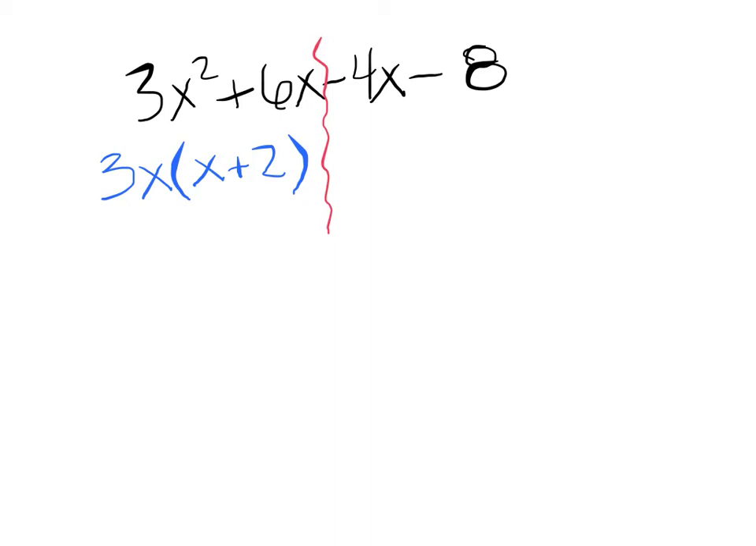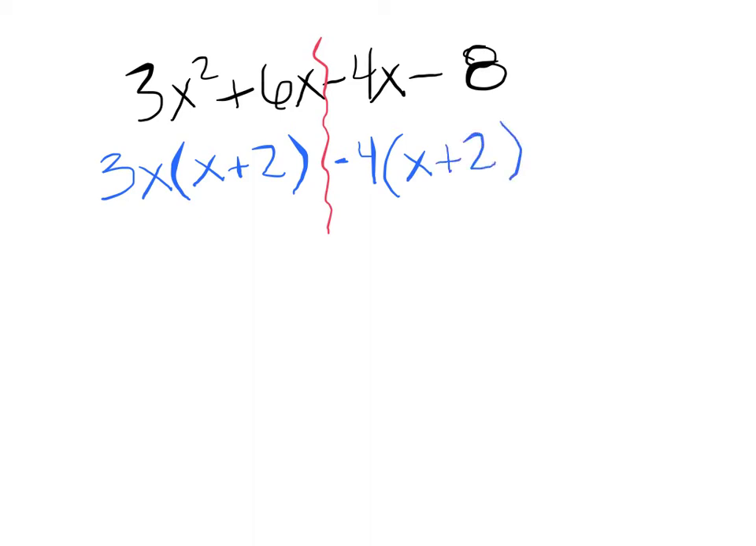Now let's look at the ones on the right. Negative 4x and negative 8. Remember from factoring with the GCF, we always want to pull out the negative if it starts with a negative. So I'm going to pull out negative 4, and that's it. That's all they have in common. So when we divide everything by negative 4, we're going to be left with positive x and positive 2.